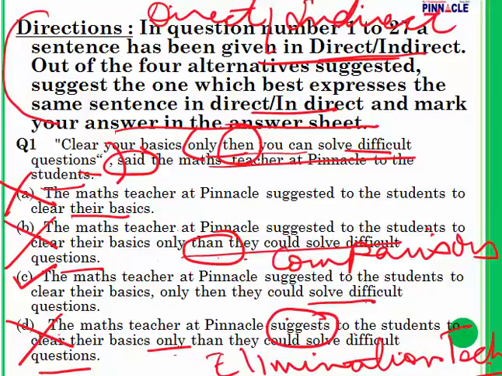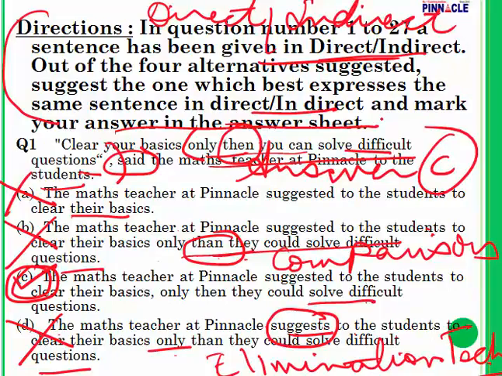So here my reporting verb was incorrect, here "than" was incorrect, and here the sentence was incomplete. So what am I left with? I am left with option C. So what is my answer? My answer is C. I hope it is clear. Let's move on to question number 2.